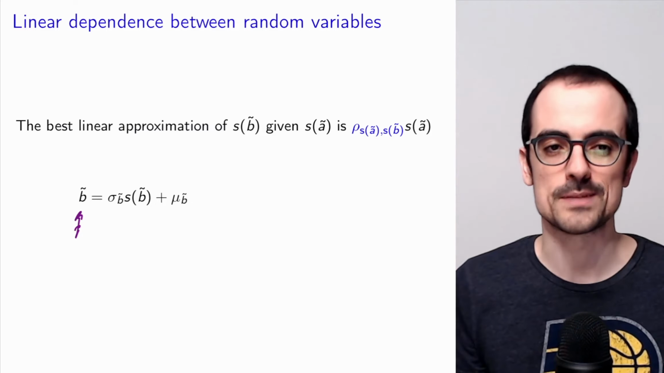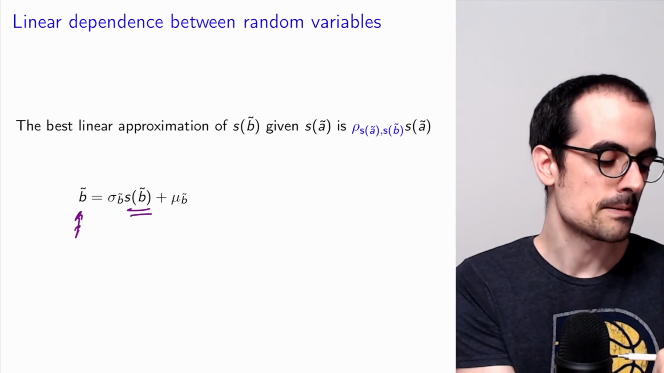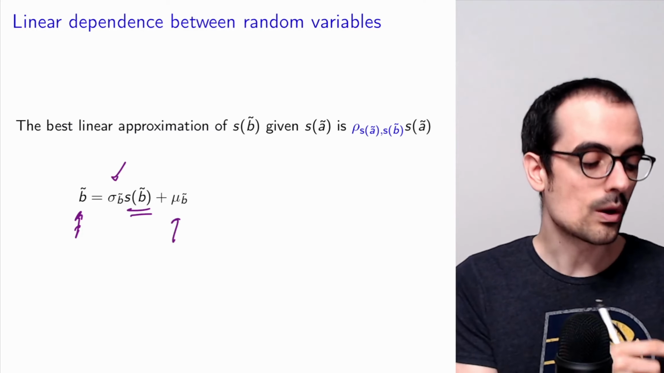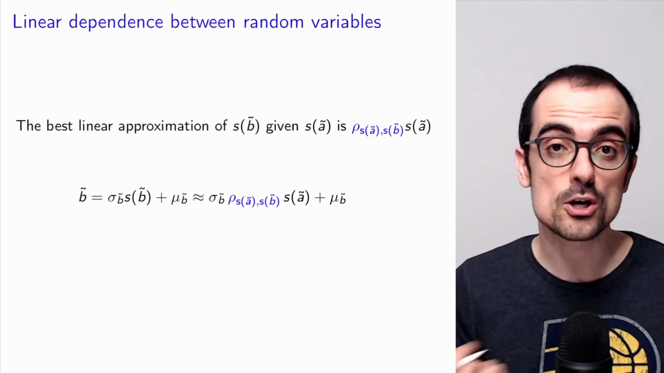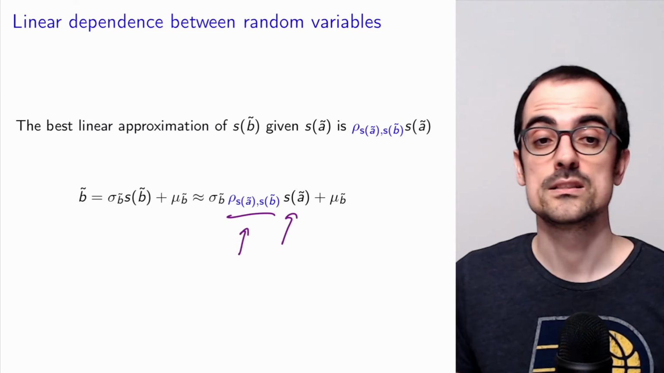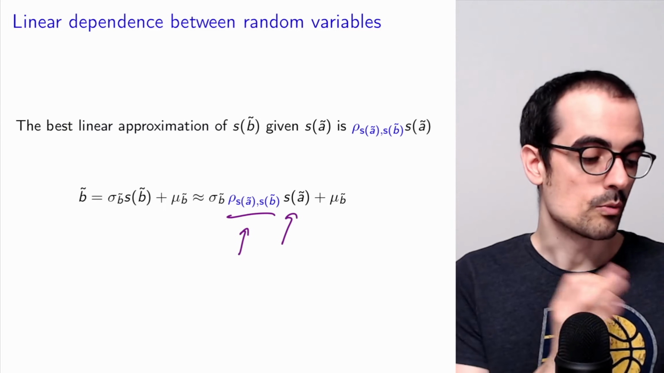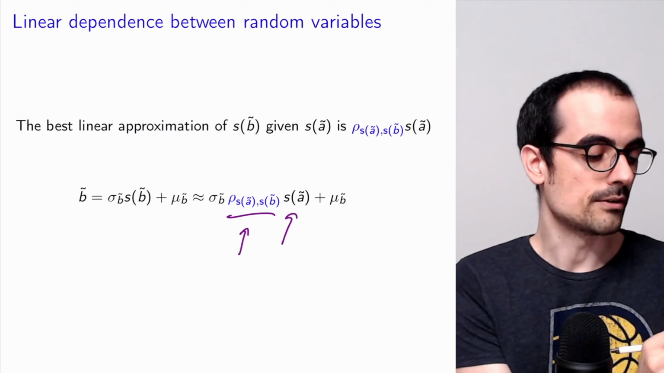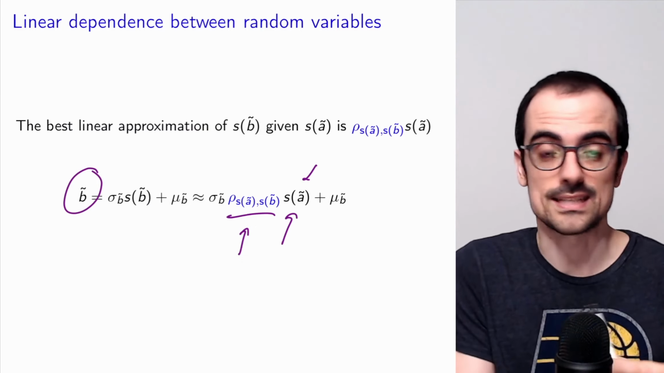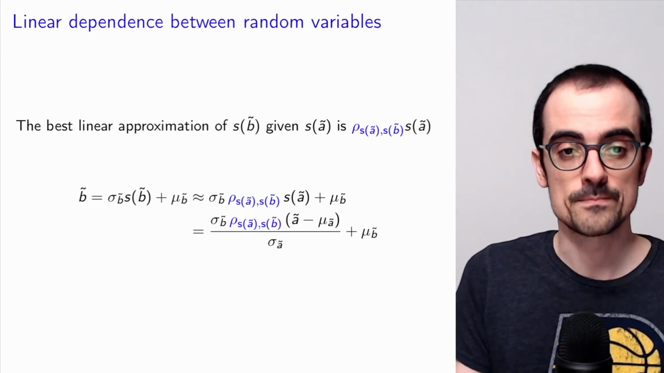So how can we use this information that we have? Well, we can express the response in terms of its standardized variable by just multiplying by the standard deviation and adding back the mean. And now we know how to estimate the standardized response. We just multiply the standardized feature by the correlation coefficient between the standardized response and the standardized feature. When we plug that in, we get an estimator of the response given the feature, because what is this standardized feature is just the feature minus its mean divided by the standard deviation.